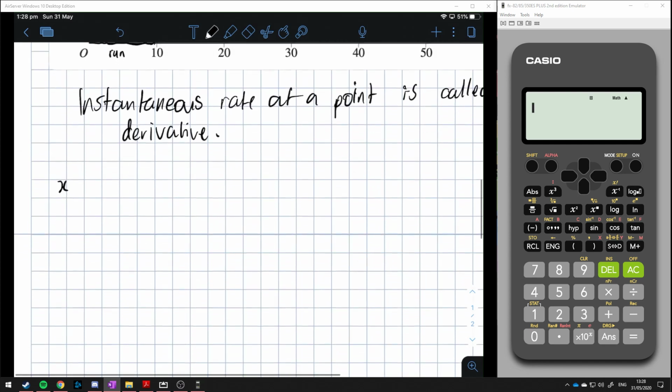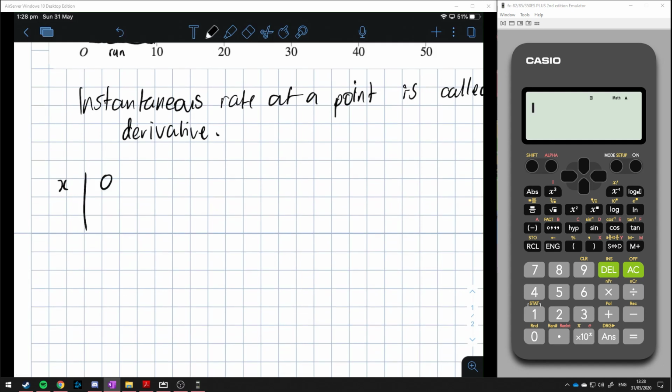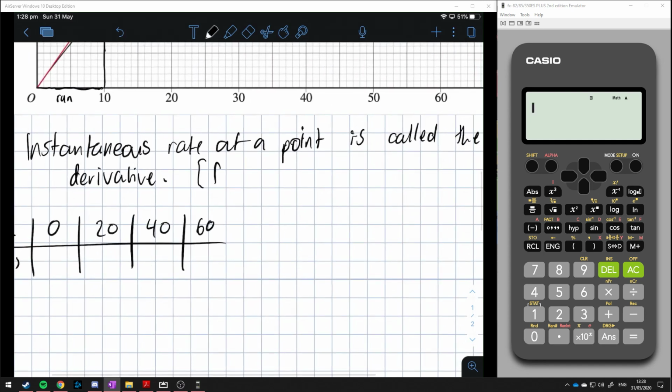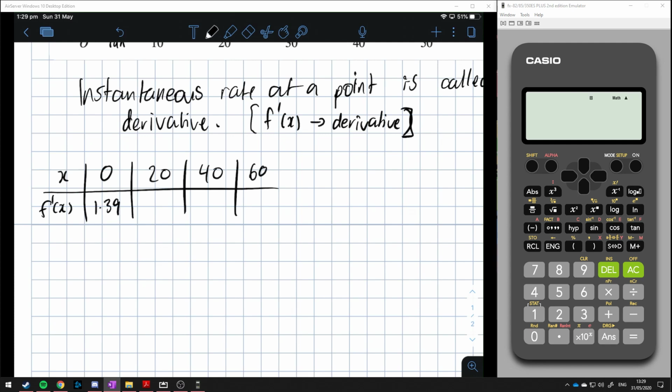So the derivatives we can write down like this. For x, we'll put some values in: 0, 20, 40, and 60. If we were to do this properly, we'd get the derivative. That's what this symbol stands for, and I'll write it up here. It's like f of x, but with just a little dash: f dash of x is the derivative. The derivative at 0 is 1.39. That is the gradient of the tangent at the point 0 of the curve. At 20, it's 0.69. At 40, it's 0.35. And at 60, it's 0.17.